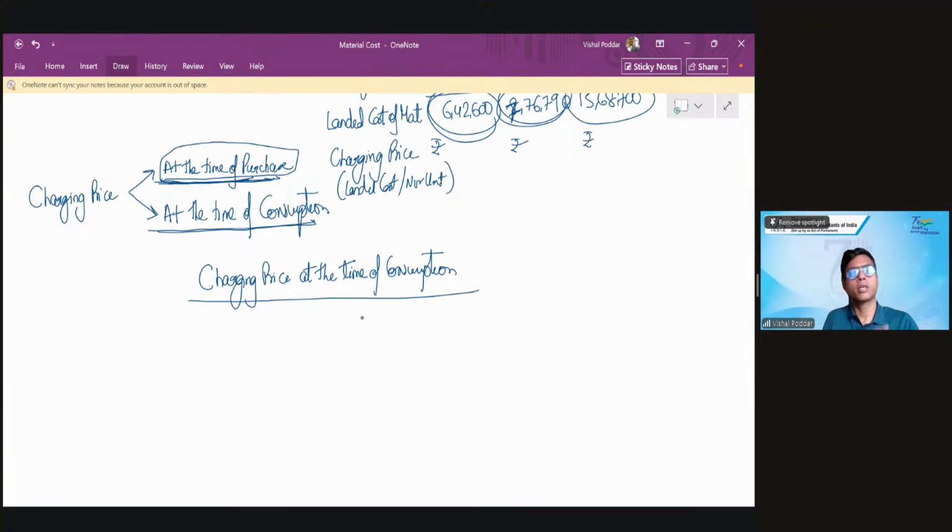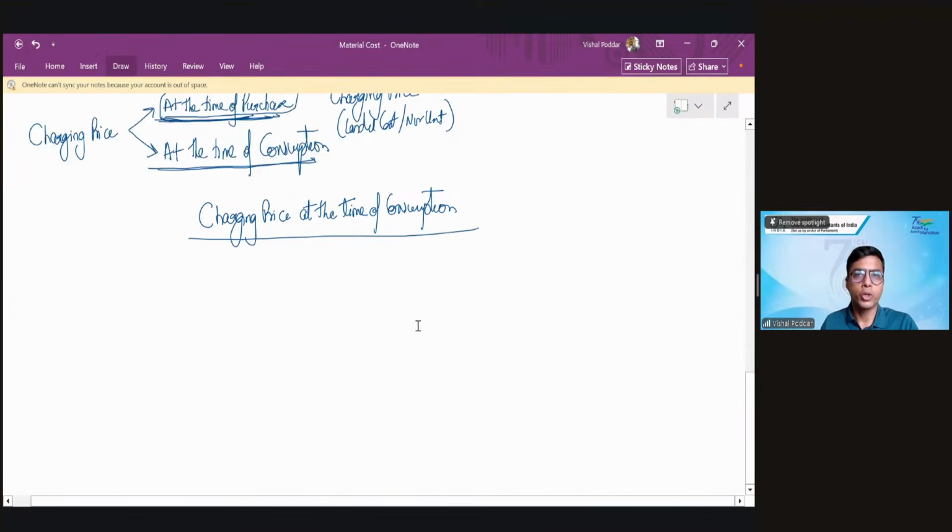Now somebody will say, sir, consumption के वक्त price कैसे बदलेगा? Whatever was at the time of purchase, the same should remain at the time of consumption. You are right. But now comes something which I'm sure you all have already studied, but now you'll understand the practical application.